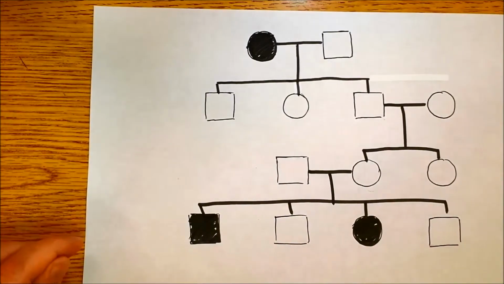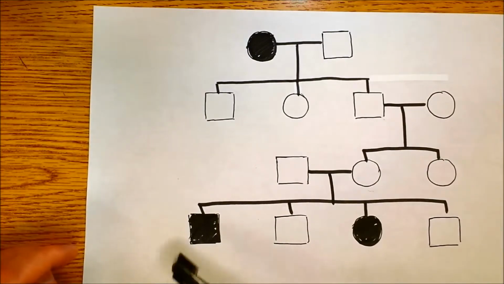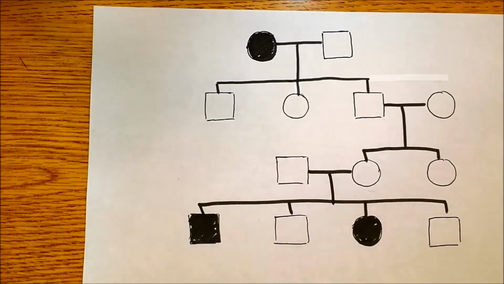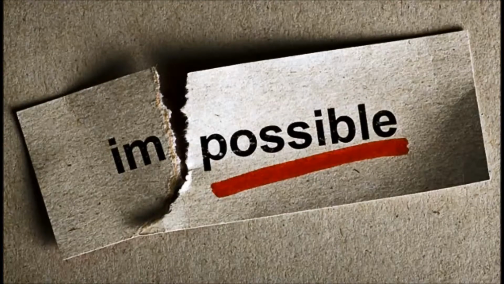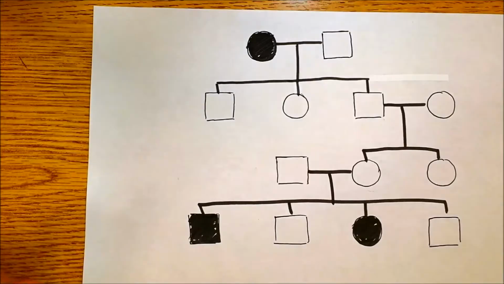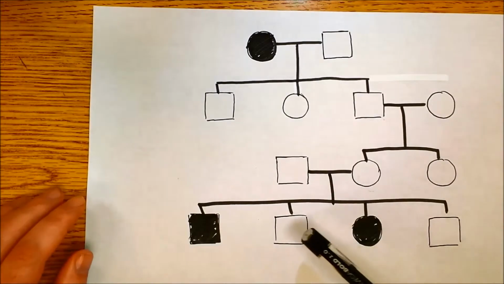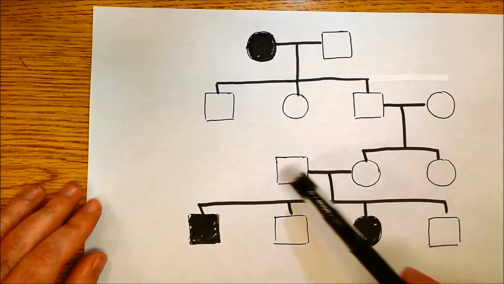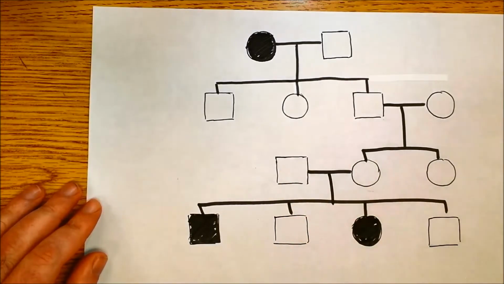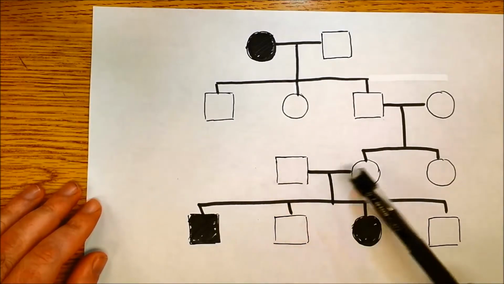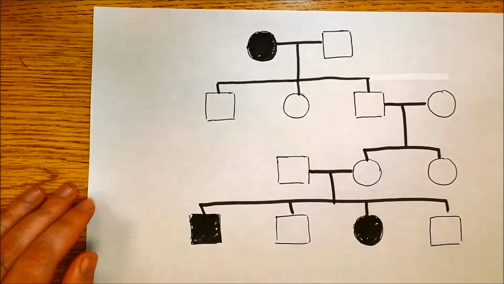Neither parent is expressing it, yet half the children are expressing it. That would never be the case with dominant. It's literally impossible. So that means that you have a recessive trait. Both parents here are carriers. They're probably heterozygous themselves, which means they're not expressing it, but have a chance to pass down that trait.